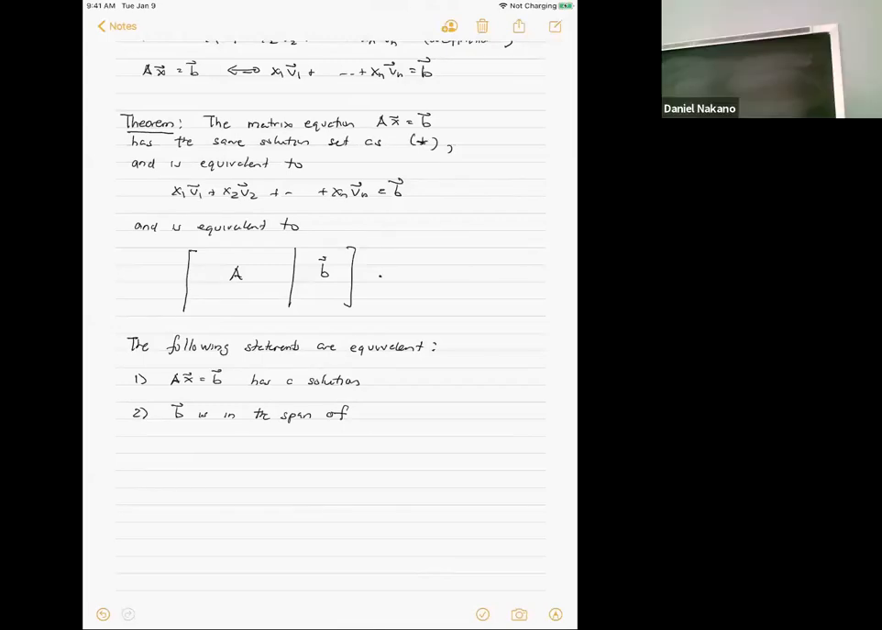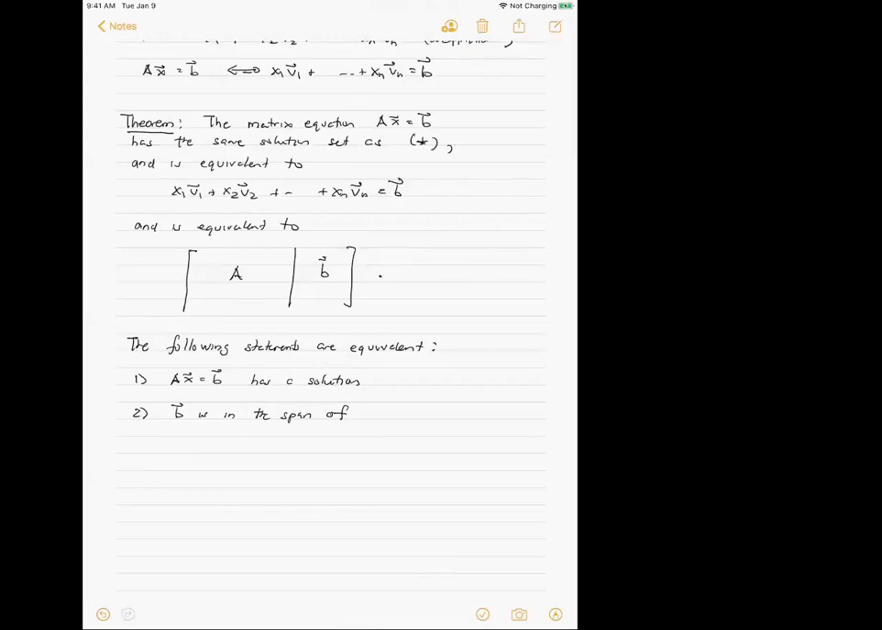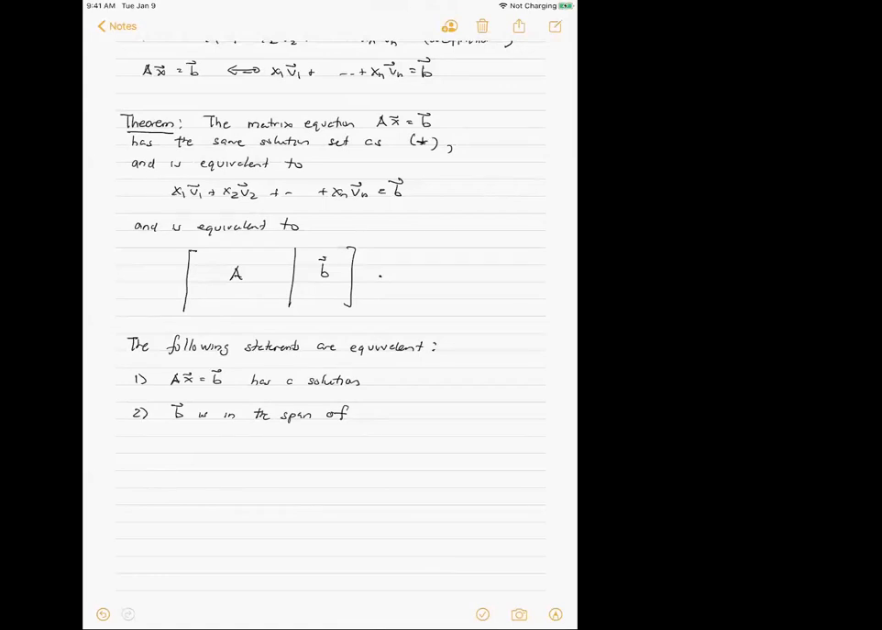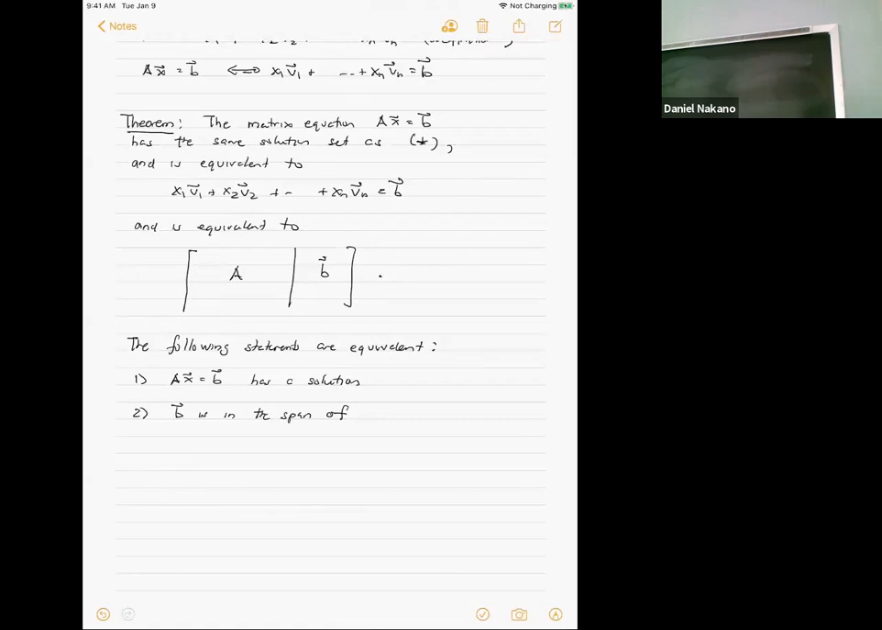The span of what? Vectors x1 v1 plus x2 v2, et cetera, et cetera. So I want to just parse this out. What are the vectors? You're almost right, but what are the vectors? Are they the x's or are they the v's? They're the v's. The x's are numbers, right?